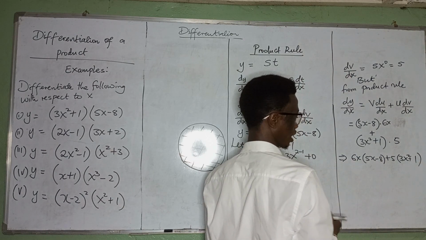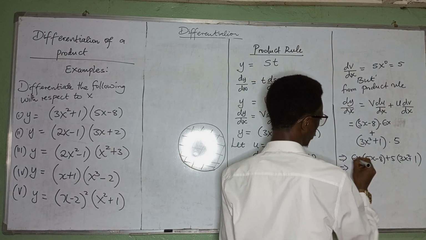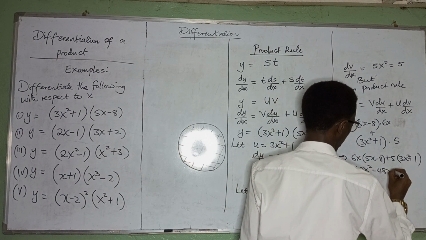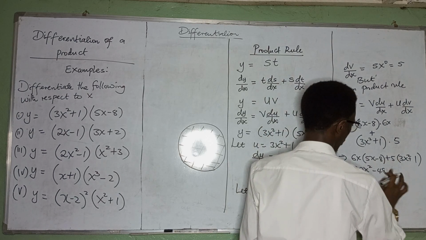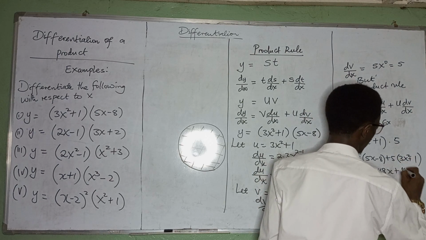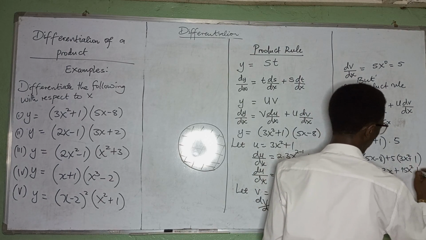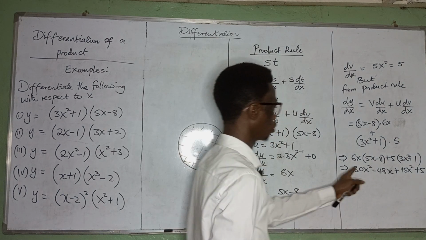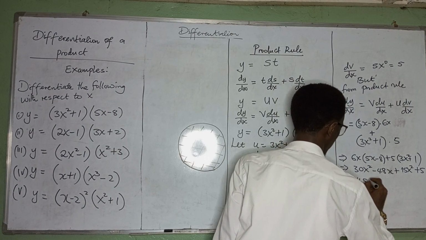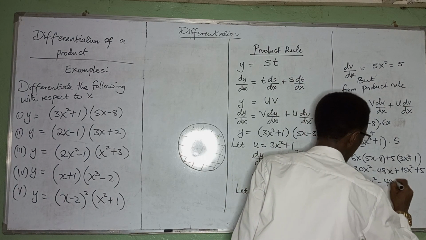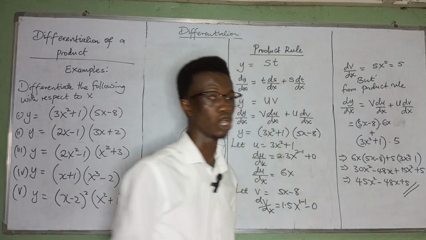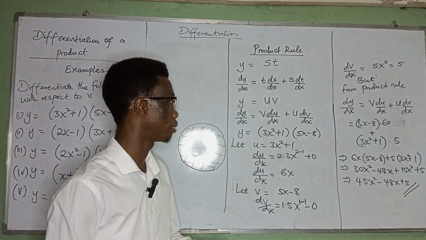Now you can open the bracket and add. This becomes 30x squared minus 48x, and opening the other bracket, plus 15x squared plus 5. You collect like terms: 30 plus 15 becomes 45x squared minus 48x plus 5. That becomes your answer for this particular problem.